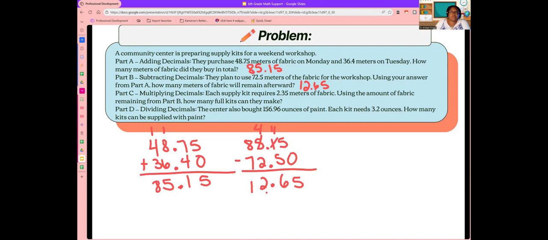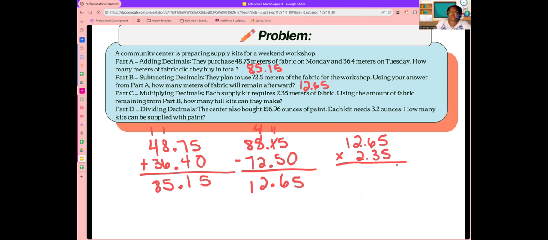Part C, multiplying decimals. Each supply kit requires 2.35 meters of fabric. Using the amount of fabric remaining from part B, how many full kits can they make? So from this, we're going to look at 12.65 times 2.35. For this one, lining up the decimals is not necessary in multiplying decimals. It wound up being that way because of the place values that we had, but we do not have to line up the decimals when we're multiplying.